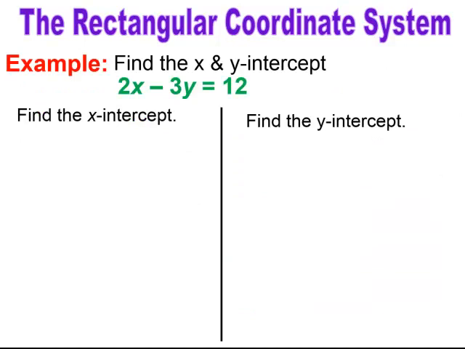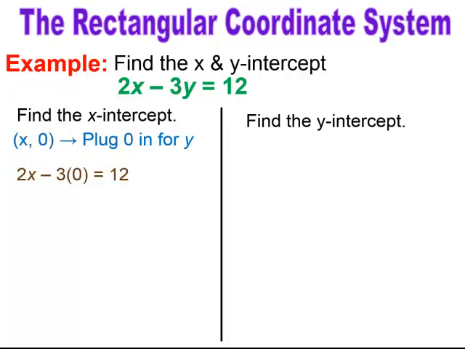So let's do an example. We're going to find our x-intercept and our y-intercept for the equation 2x minus 3y equals 12. To find my x-intercept, remember the y value for my x-intercept will equal 0. So I'm going to have an ordered pair with an x value and a y value of 0. I'm going to substitute 0 into the equation.